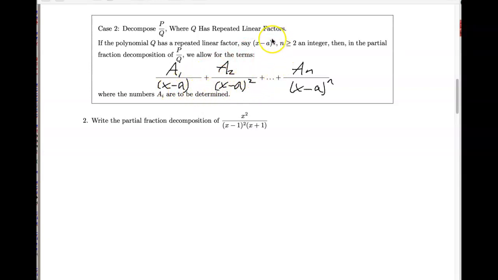So you're basically going to have n terms here. If your n is 4, there's going to be (x minus a) to the second, (x minus a) to the third, (x minus a) to the fourth. And often on top, I'll just leave this as A, B, C, D, instead of keeping track of all the subscripts. Also, just a note: if you have x to the n, it's still going to be in this form because it's a repeated linear factor, because this is the same as (x minus 0) to the n, where a is 0. So make sure you keep note of that.